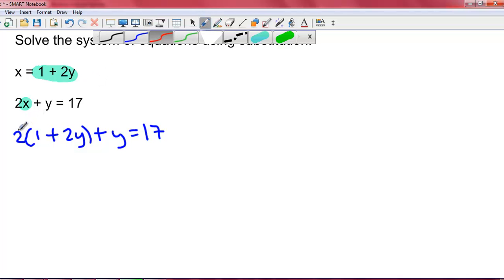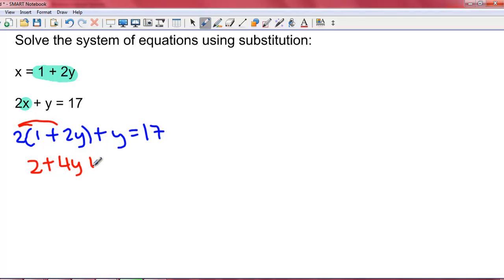Okay, so to solve this for y, we're going to first distribute this 2. So 2 times 1 is 2, plus 4y, plus, I'm going to write 1y there so we don't forget it's 1y, equals 17. Alright, so now on the left side of the equation we can combine these like terms to make that 2 plus 5y equals 17.